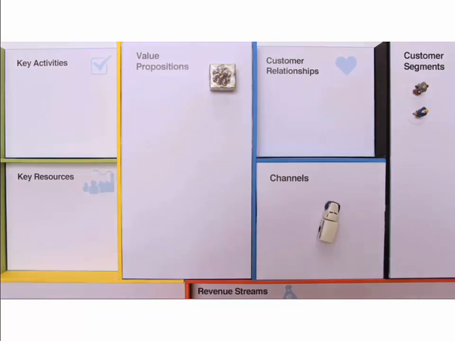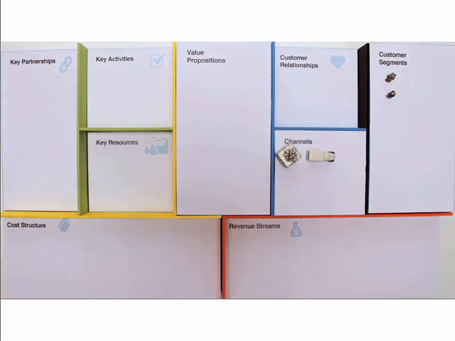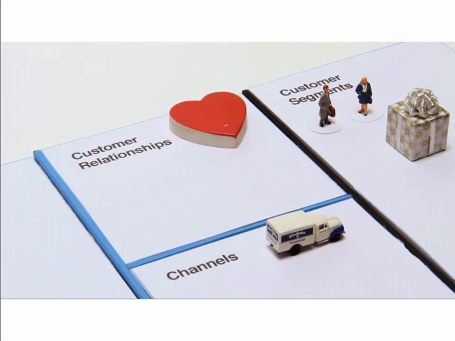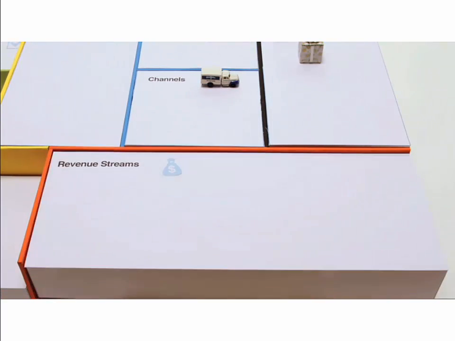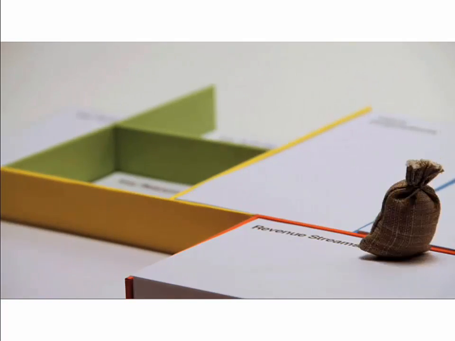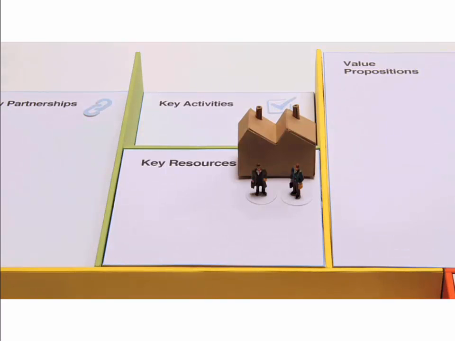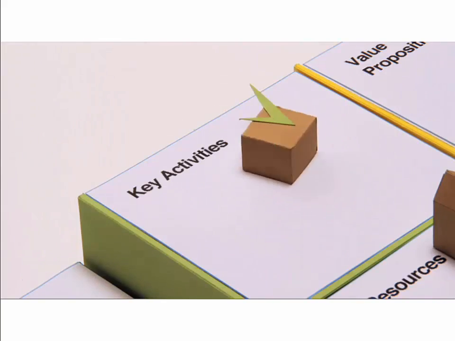The channels describe through which touchpoints you're interacting with customers and delivering value. The customer relationships outline the type of relationship you're establishing with your customers. The revenue streams make clear how and through which pricing mechanisms your business model is capturing value. Then you need to describe the infrastructure to create, deliver, and capture value. The key resources show which assets are indispensable in your business model. The key activities show which things you really need to be able to perform well.